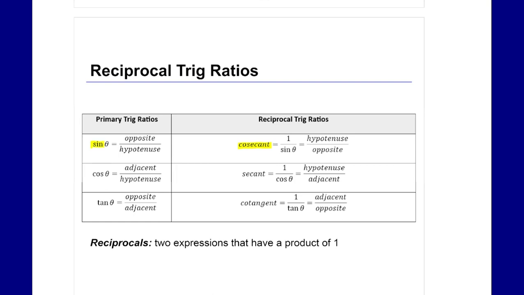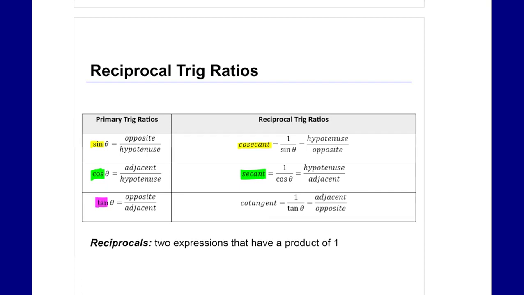For cos, we know is adjacent over hypotenuse, A over H. And when we have the reciprocal, we have the secant, which is 1 over cos theta, or hypotenuse over adjacent. So it's flipped. For tan theta, we know tan is opposite over adjacent.